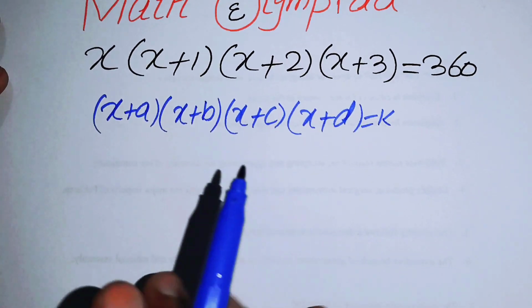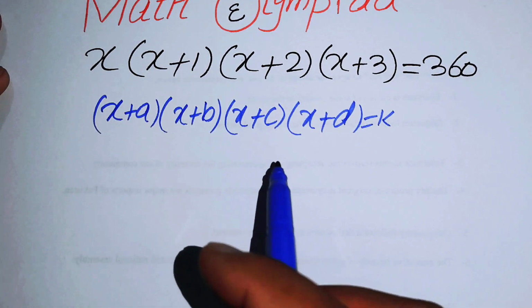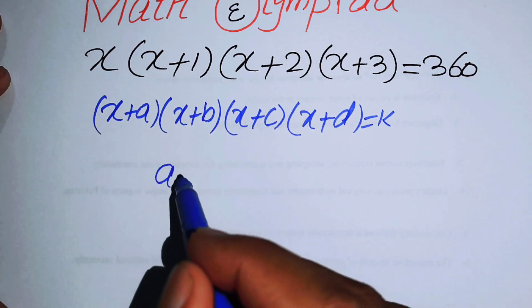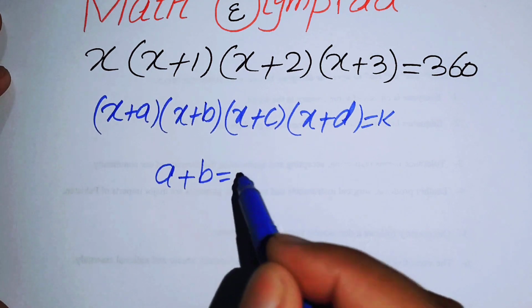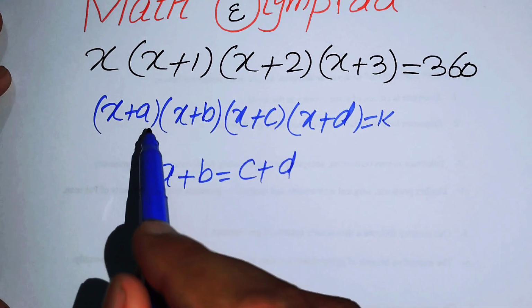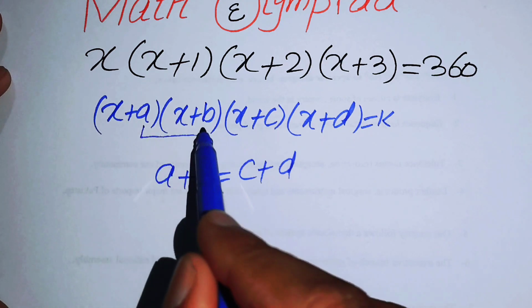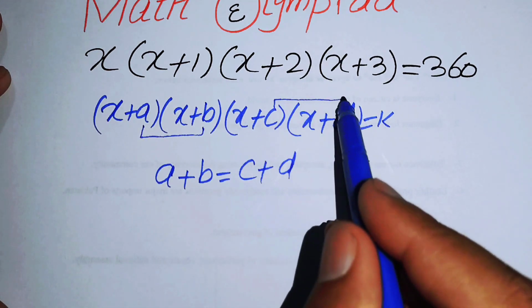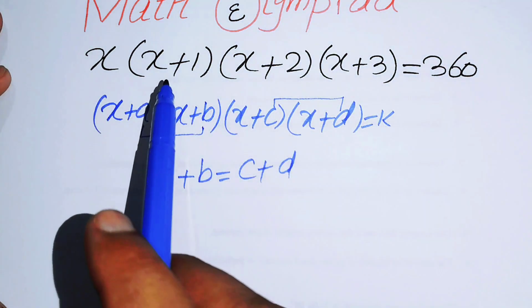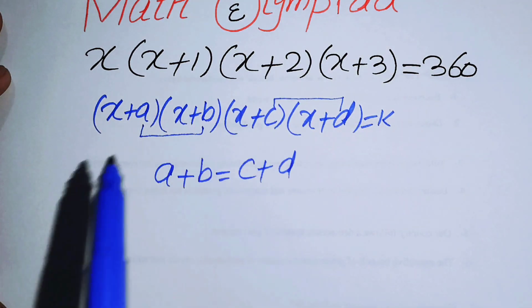if you have some factors which are multiplied in this order, and a plus b equals c plus d, it means that if you add these two terms and these two terms and they give an equal answer, then you can rearrange the factors in this order.